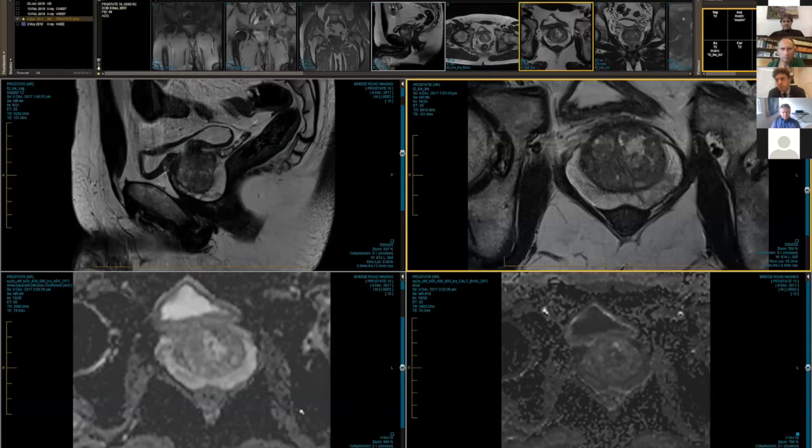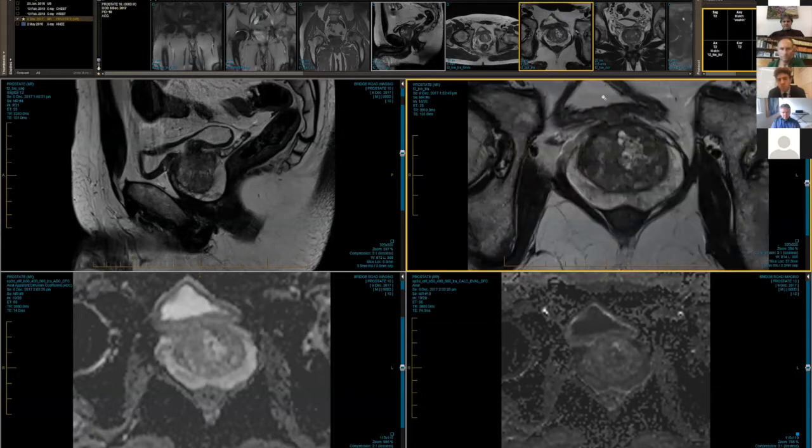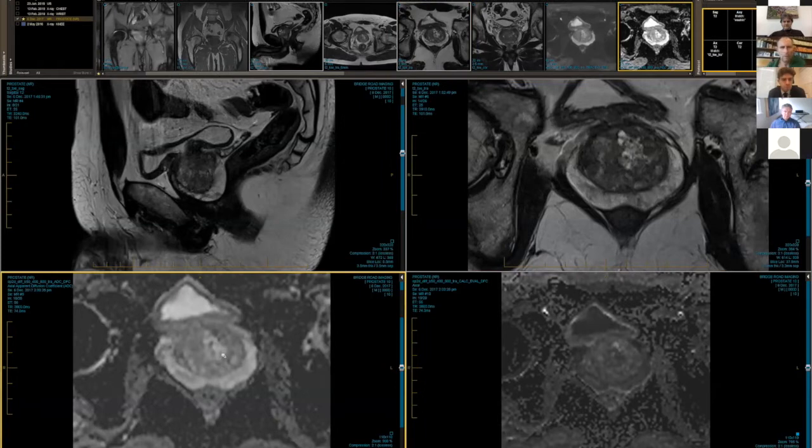Then we go to the ADC, which looks a bit like a poor quality T2. Again, the fluid in the bladder is bright on the ADC. So on the T2, the transition zone is areas of darkness and brightness, and the peripheral zone normally is bright. Whereas on the high B value, it's almost a reverse of that, where the urine in the bladder has gone dark and the peripheral zone has also gone dark.